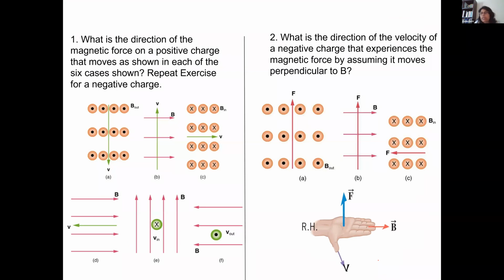And you can do this example yourself. Try to do it a couple of times. I'm not going to do all of them, but let's try at least a couple of them. The first one, let's take a look. It repeats the exercise with negative charges, but we're going to do it for the positive charge. So the positive charge is going in the downward direction.